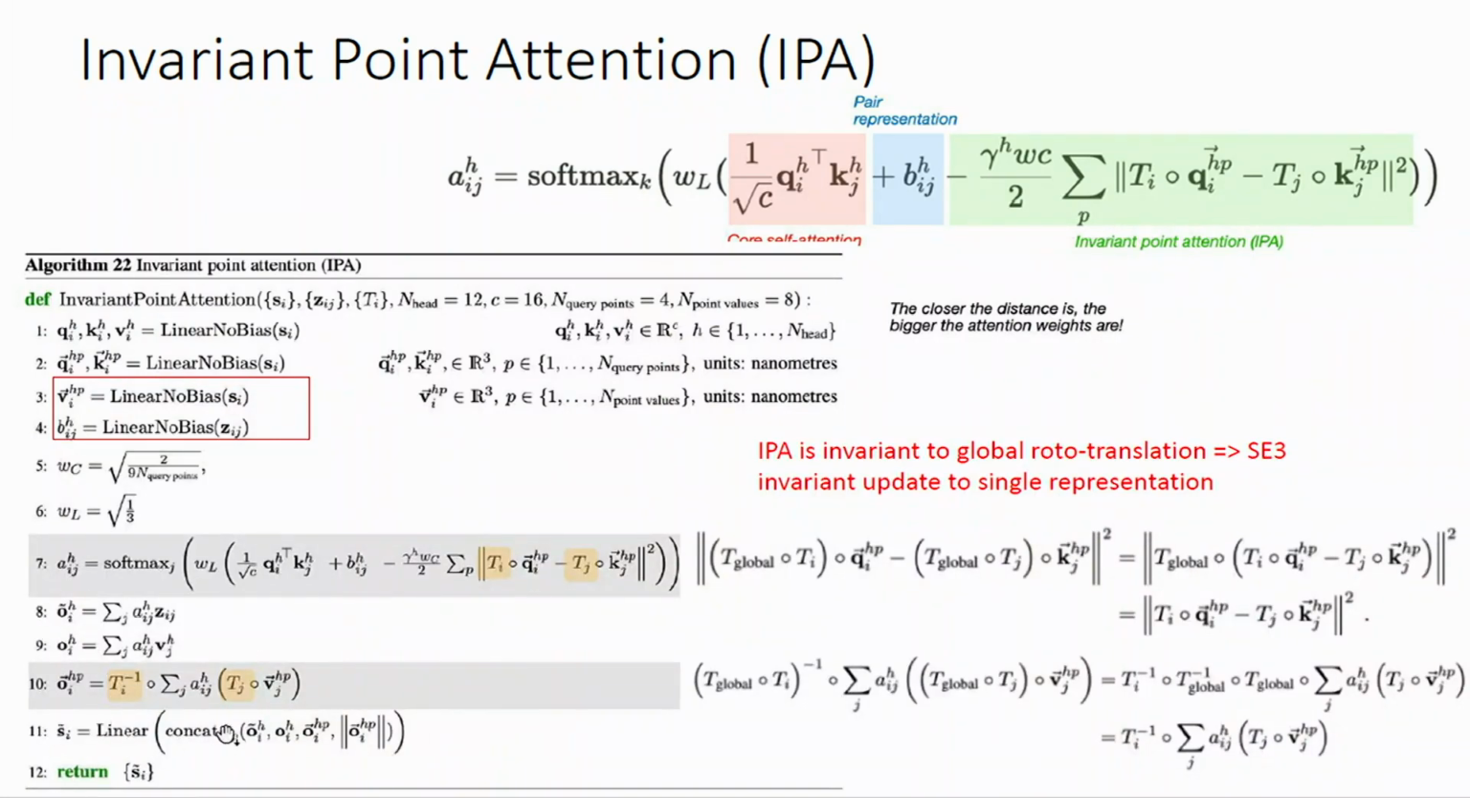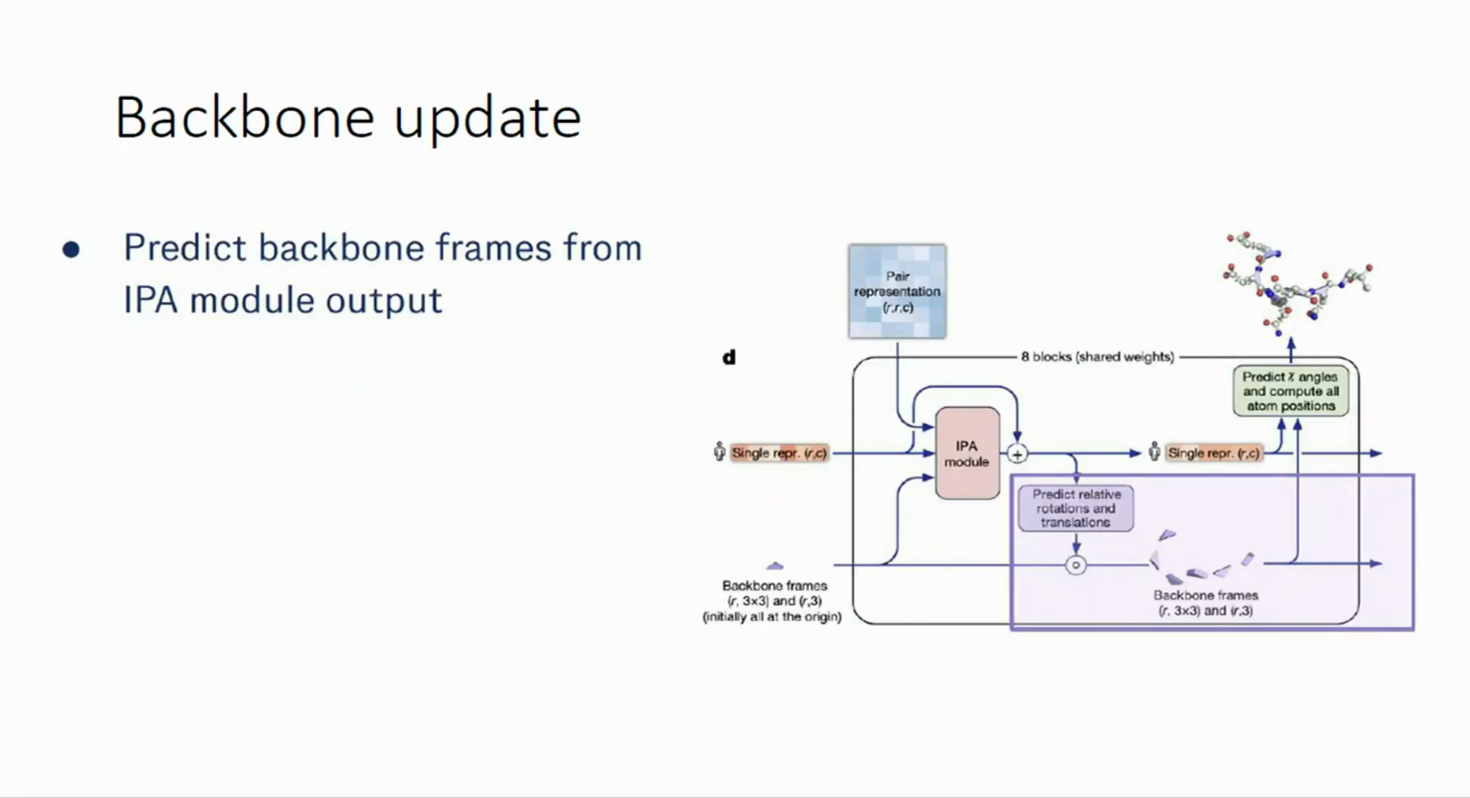And so at the end, because all of these three updated representations are now invariants, you can just do linear operations and concatenate them. And that's what we get as the updated single track. Once we have this invariant information that informed us about where I'm heading in the next step, I can now use some additional network to extract the geometric information back from these single representations. And that's what this backbone update module is doing.